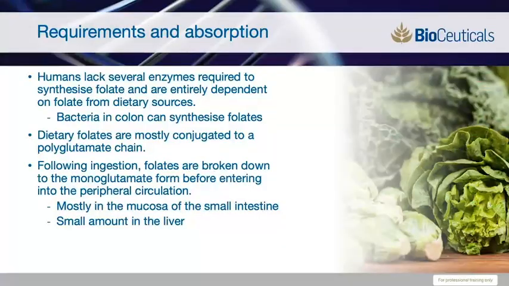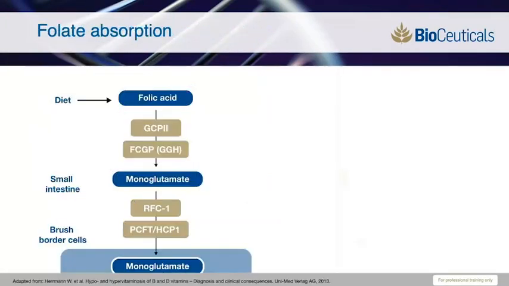But then when we eat the folates, what happens is these glutamic acid residues, or glutamate groups, actually have to come off, because for folate to be absorbed and get across that cell membrane, it needs to be in the monoglutamate form. So the food form is the polyglutamate. We then need to remove these glutamic acid residues, or also known as glutamate groups, so that we can absorb them. Most of this is done in the mucosa of the small intestine, and some can happen in the liver, but just a small amount of these conversions happen in the liver.